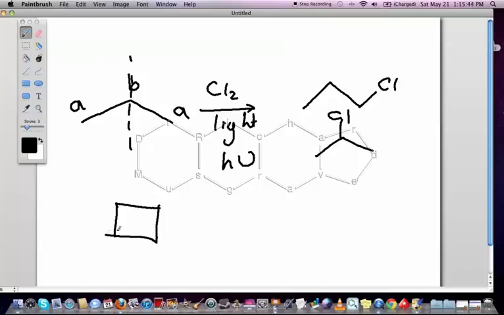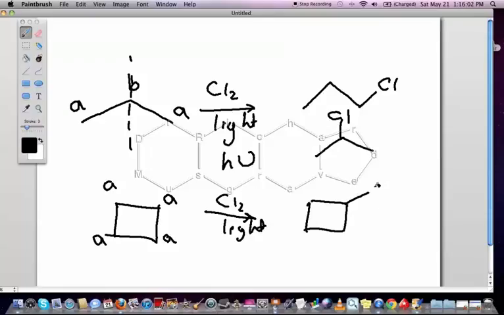Alright, if you've got something like this, now remember we can only really label things that have hydrogens on them, and that's not a problem. So this one would just be all A's, so if I did Cl2 and light, then the only product I could draw would be this one. Alright, well let's continue with some more difficult examples.